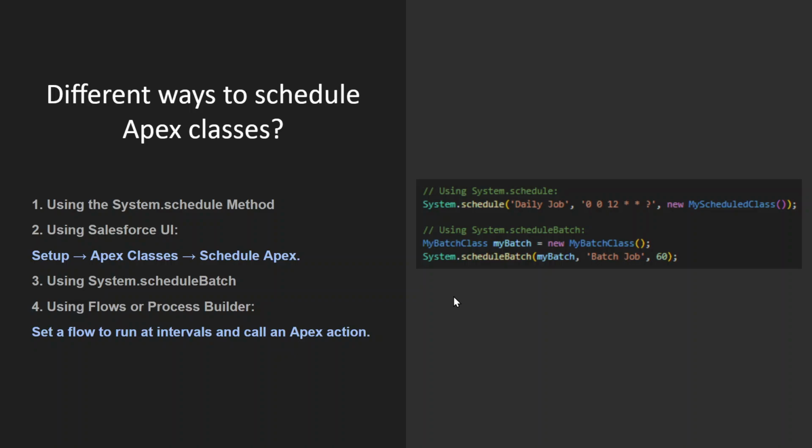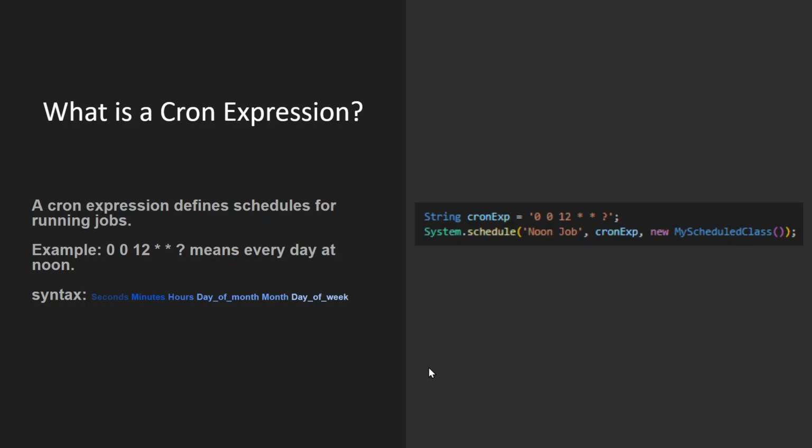So this is how we can schedule Apex class in different ways. So let's move to the next question. Here we have, what is cron expression? Cron expression defines schedules for running jobs. As we have already discussed, it is a string which has some syntax, like you can see here that we are passing the second at the first place, then minutes at the second place, then hours, then day of month and day of week.